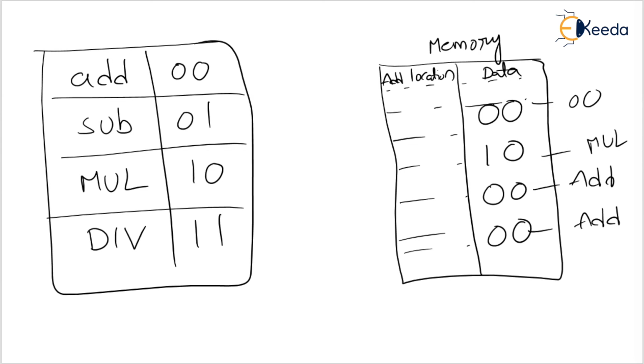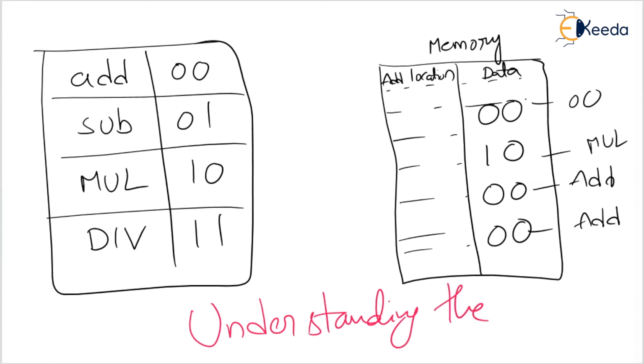What does decoding mean? Dear students, please pay attention. Decoding means understanding the opcode. Understanding the opcode is called decoding. Try to understand: understanding the opcode is called decoding.